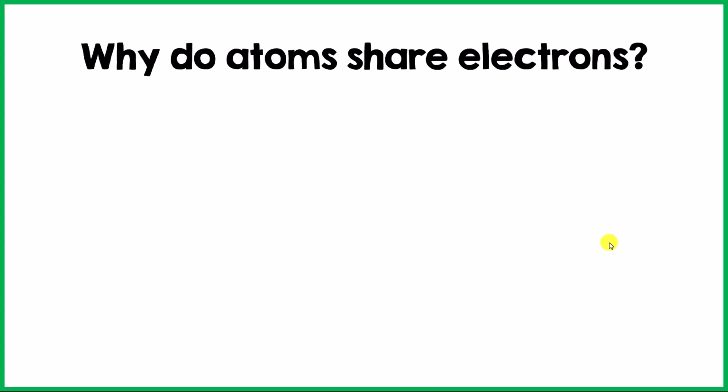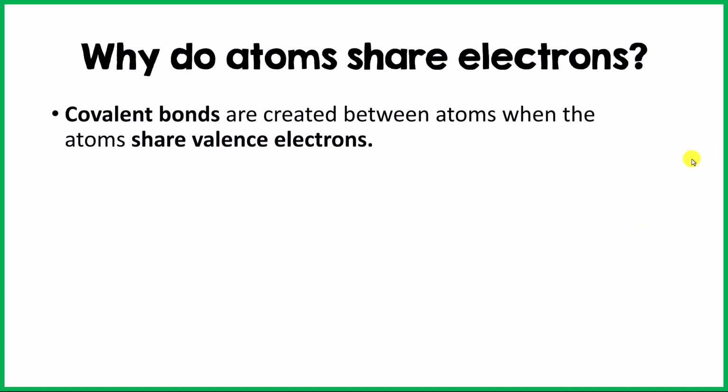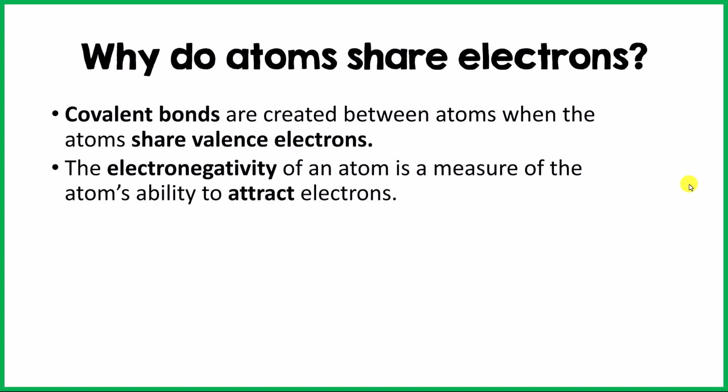Okay, so far we've mostly been talking about atoms taking and giving electrons, but sometimes they also share electrons. So why do they share? Well, covalent bonds are created between atoms when atoms share electrons. The electronegativity of an atom is a measure of the atom's ability to attract electrons.